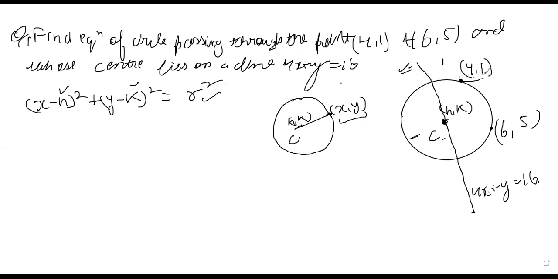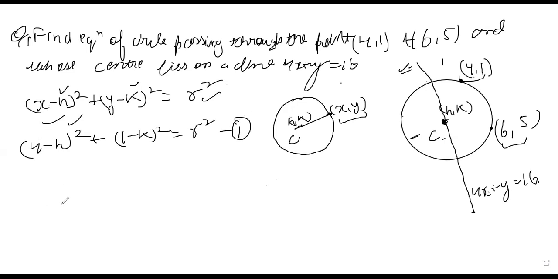So we will put 4 comma 1 and 6 comma 5 in this equation. Can we put that? Because it is passing through the circle, means these points will satisfy the equation of circle also. Yes. So in case of x and y, we will put 4 and 1. So 4 minus h whole square plus 1 minus k whole square equals to r square. Okay, let's call this equation 1. Now we can also put the values of 6 comma 5 here. So 6 minus h whole square plus 5 minus k whole square equals to r square.